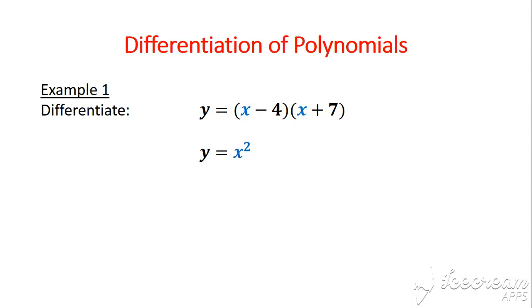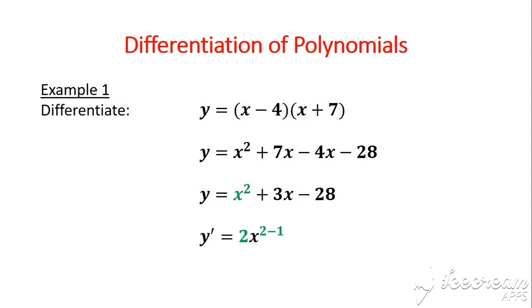We go x times x is x to the power of 2, x squared. We go x times this plus 7 gives us plus 7x. We go x times this negative 4 to get negative 4x. And we go negative 4 times positive 7 to get negative 28. When we tidy up the middle two bits, we have this plus 7x take away 4x, and that gives us positive 3x. So here's our expanded polynomial, and now we're ready to differentiate.